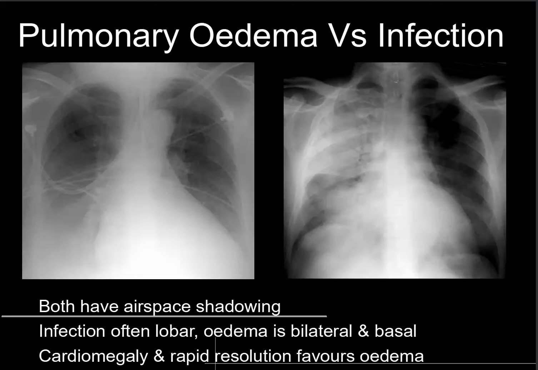So which one of these is pulmonary edema? The one on the left or the one on the right? Easy, it's the one on the left, isn't it? Because you've got the cardiomegaly, you've got sort of haziness around both lungs. Whereas on the right, you've got a really clear, distinct lobar pneumonia, right upper lobe.